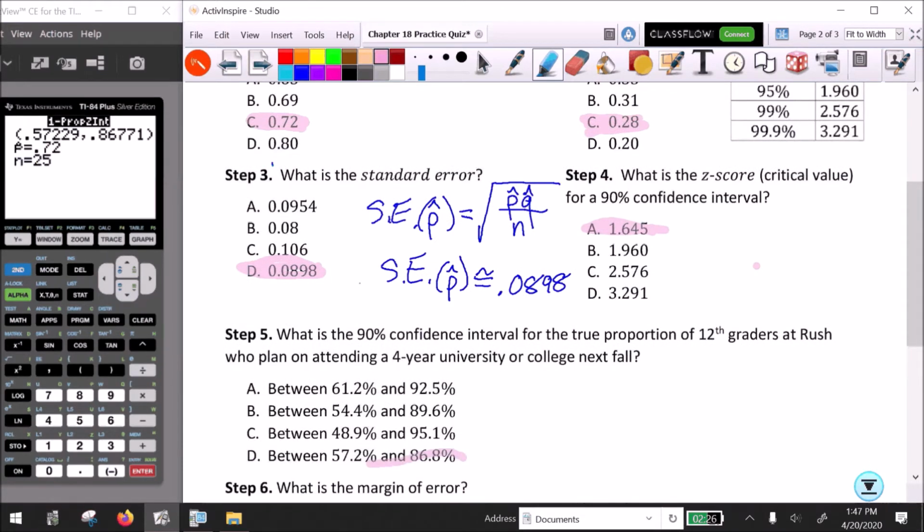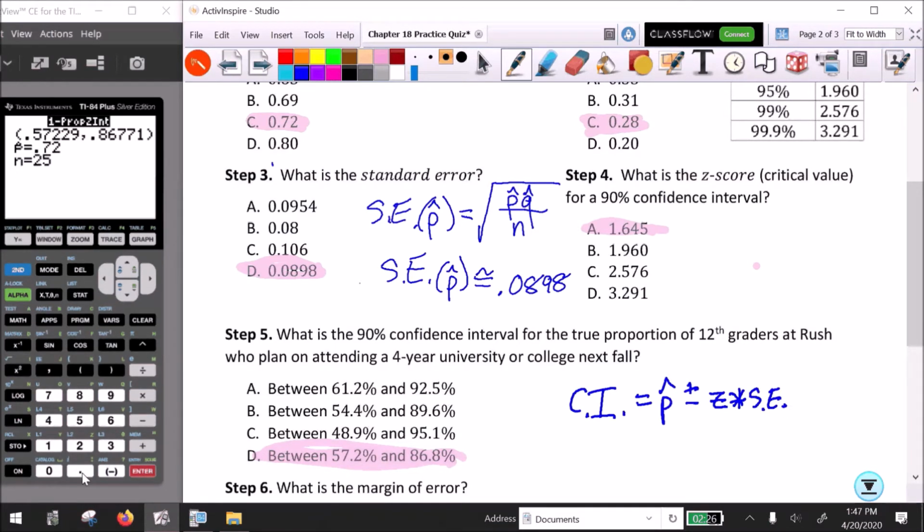Now let's say you don't want to use that method, or you don't have this type of calculator. You could use the formula for a confidence interval, which is this. Confidence interval is equal to p-hat plus or minus the z-score that's associated with your specified level of confidence multiplied by the standard error. So I'm going to use that method now.